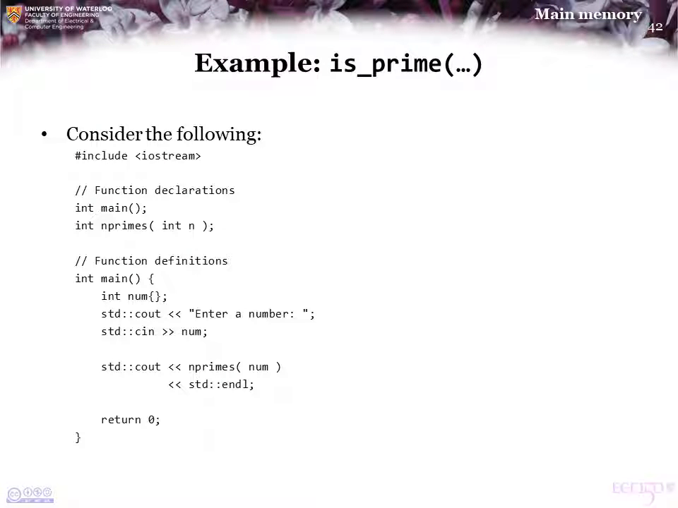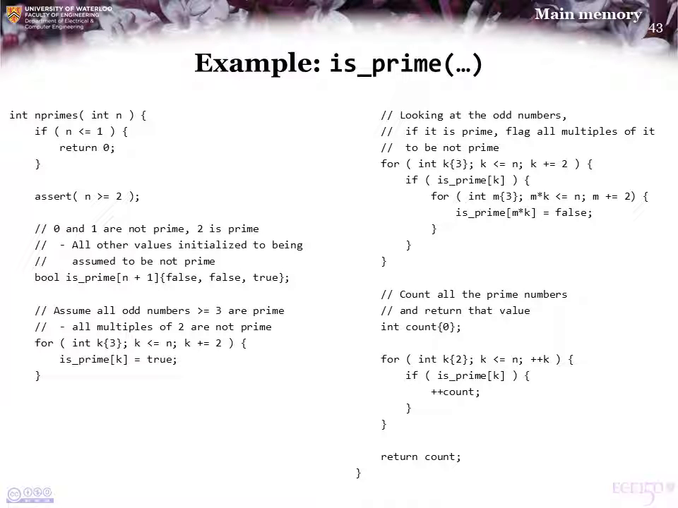Let's look at another example. Here we have a program that prints out the number of prime numbers less than or equal to an integer n. And we will do so by calling a function called n-primes. So here's the main function. We will query the user for an integer. We will then call the n-primes function with that appropriate value.